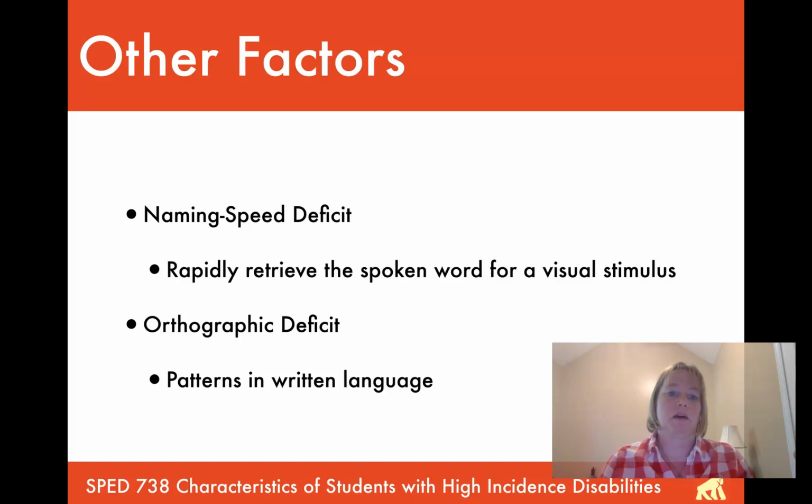The other thing that we often see for students with dyslexia is this orthographic deficit. There's not a lot of research that's been done on this, but this really is talking about a deficit in the patterns in written language. So, you know, it also impacts spelling and those kinds of things, and how students are putting words together to make some written work.